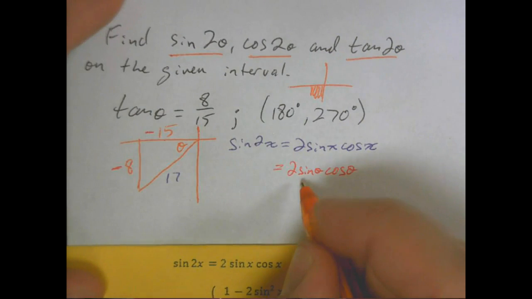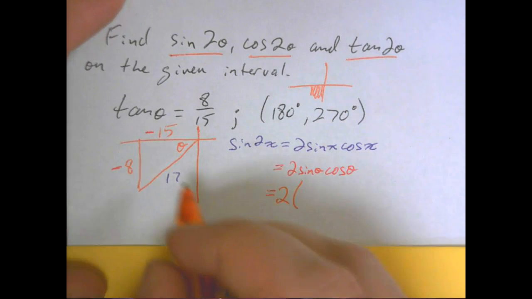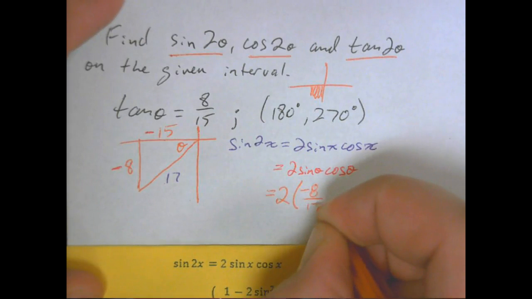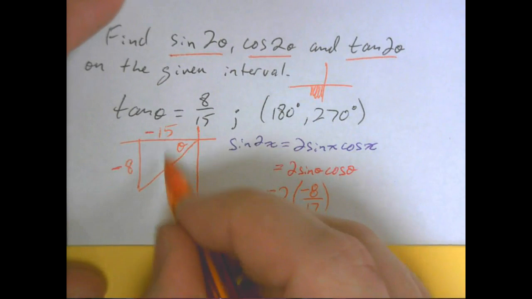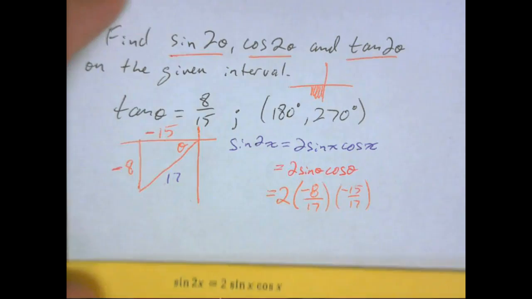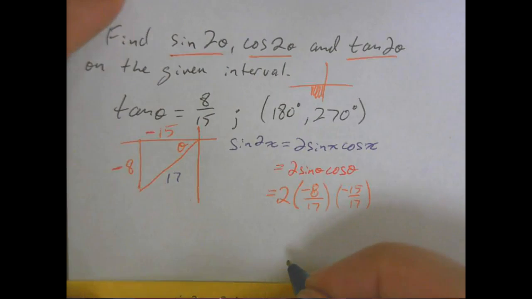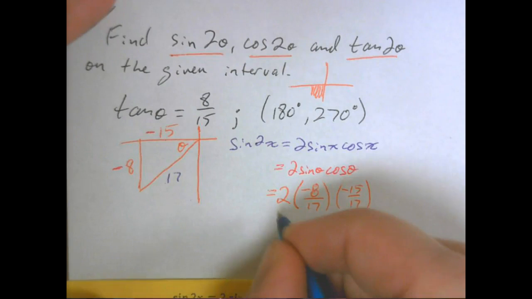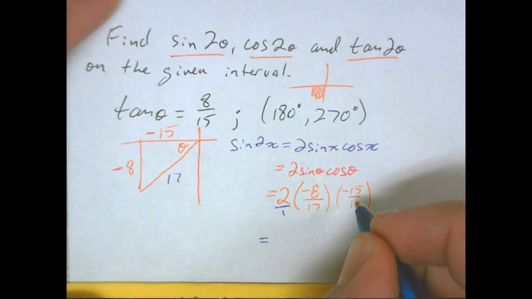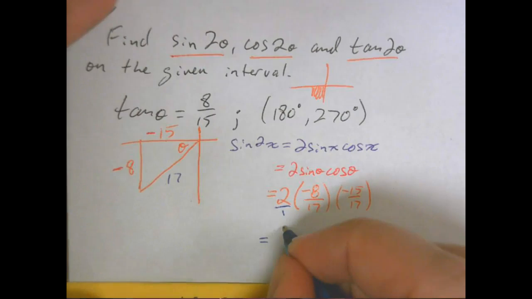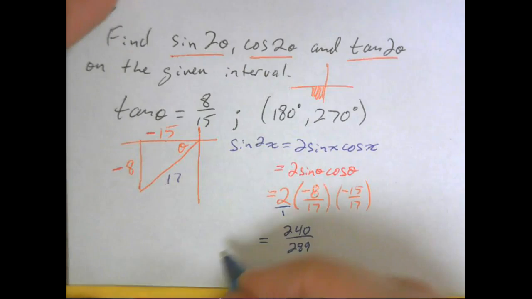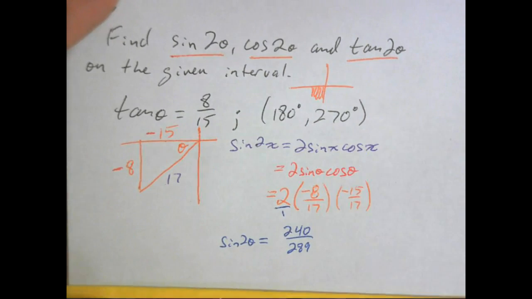Now I can evaluate sine of theta. This 2 is just going to stay out front. Sine of theta is opposite over hypotenuse, so negative 8 over 17. And cosine of theta is adjacent over hypotenuse, so negative 15 over 17. And then it's just a matter of multiplying these together. Don't remember how to multiply fractions? Go back to 5th grade. So you have 8 times 15, we got 30 times 4, 120 times 2, 240 over 289. Negative times a negative is a positive, so sine of 2 theta is equal to 240 over 289.